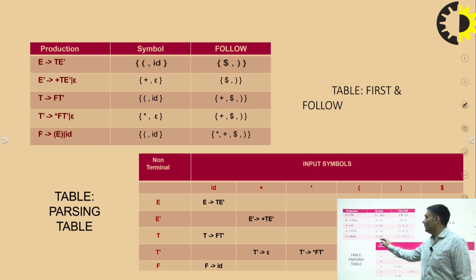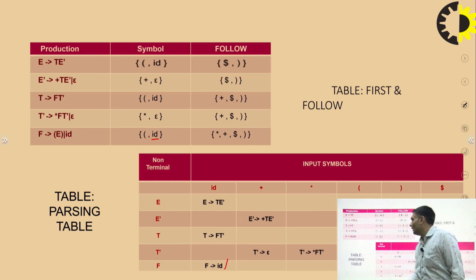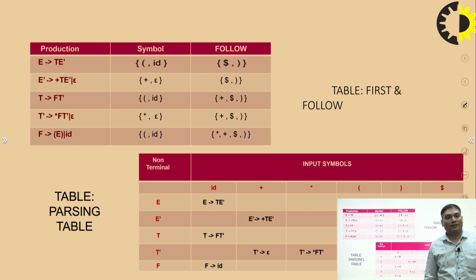Now similarly, the rule corresponding to the ID will be put at the place of ID, and the rule corresponding to open bracket will be put in open bracket. So in this way, we generate the parsing table, or we can say it's called the predictive table. Now this table will be referred to for stack implementation or to generate the final parse tree. So let's see the next step.